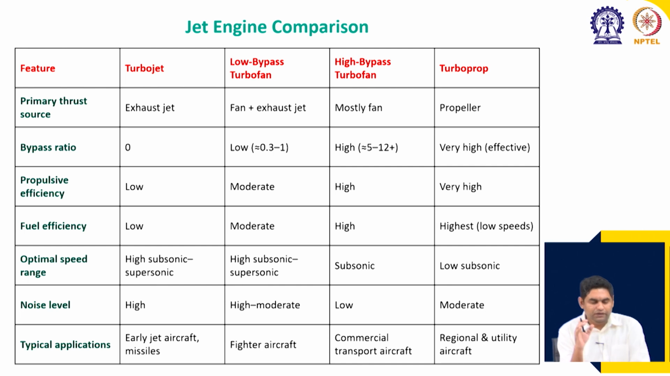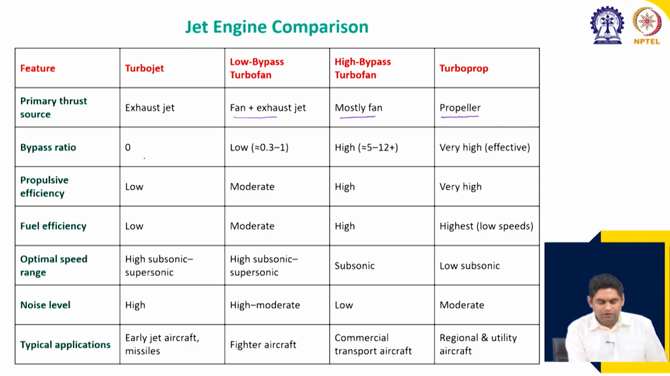Finally, to summarize, the jet engine means comparison between these 4 cases. So, turbojet, low bypass turbofan, because this is the main distinction, and high bypass turbofan, they are very different in characteristics, and turboprop. So, primary thrust is exhaust jet. For the turbojet there is no other thrust, of course pressure thrust is there, but that also comes from the exhaust. Then in low bypass turbofan we have fan thrust plus the exhaust jet. High bypass is mostly fan, very less amount of exhaust jet, and turboprop is almost everything from the propeller, very less amount from the core section.